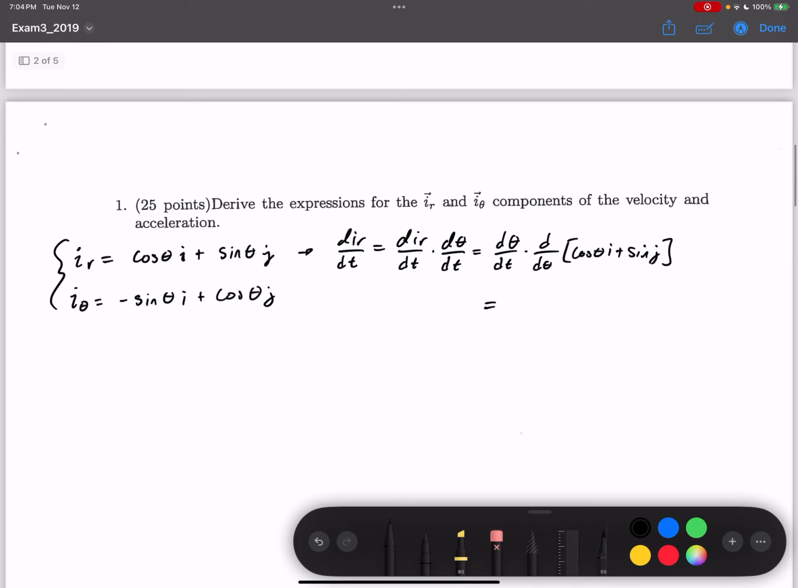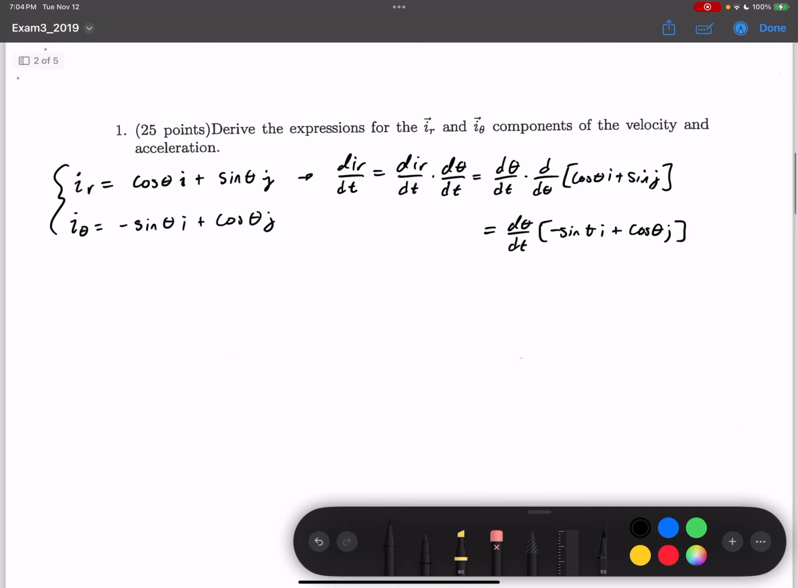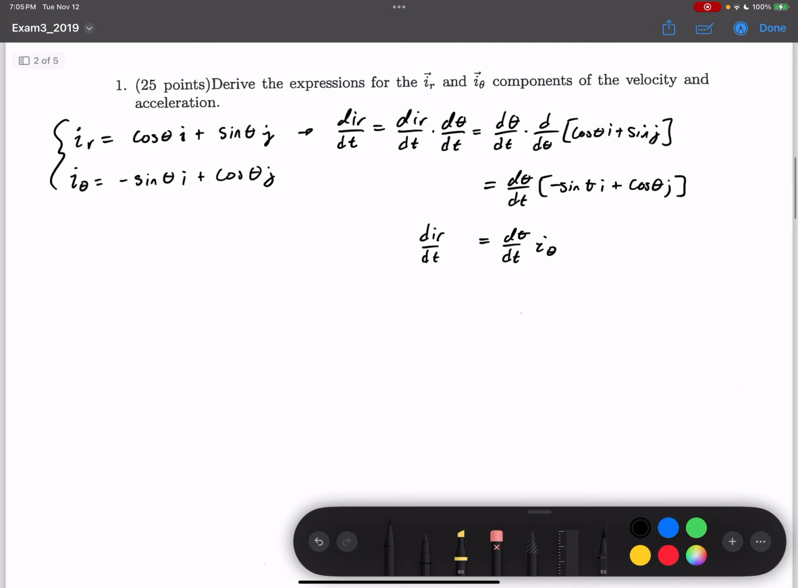So we're going to have d theta/dt times whatever the derivative of that would be: negative sine theta i plus cosine theta j. And so we end up having that d theta/dt is multiplied by i_theta for that one. So di_r/dt equals that.